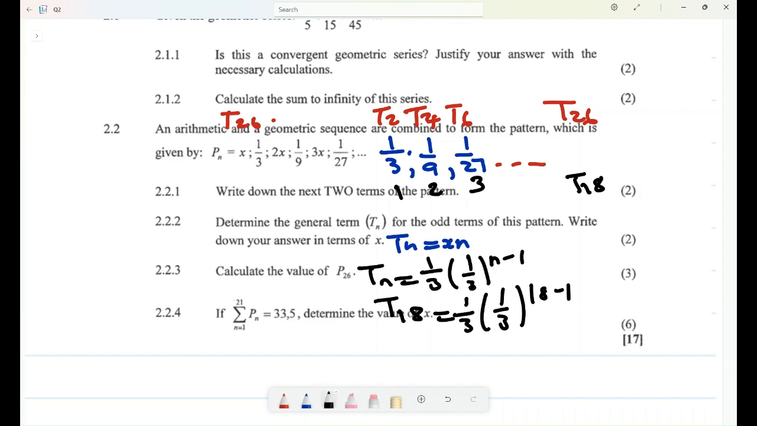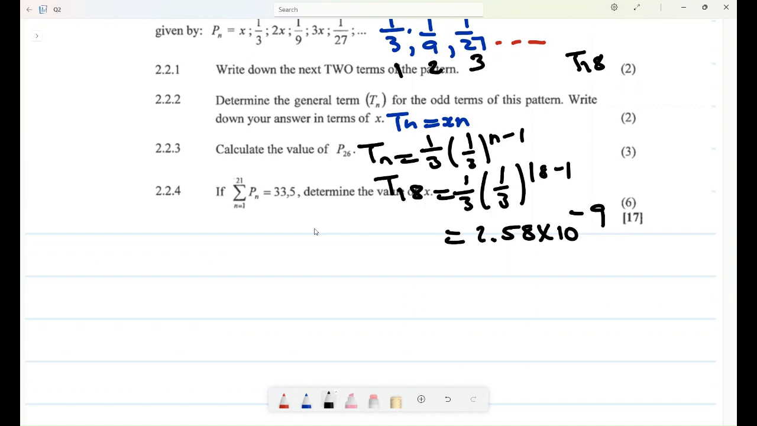Term number 17, basically I get T18 as 2.58 times 10 to the power of negative 9. I don't know if your calculator can give you something better than this, maybe in a decimal form or what, but this is what I get. Let me switch on the light so that I can see clearly.